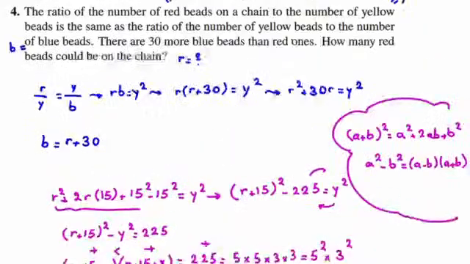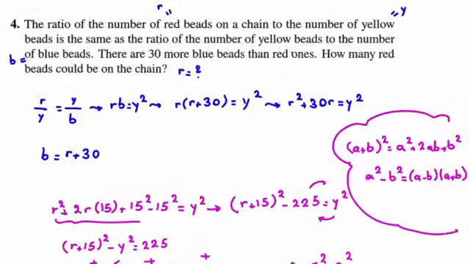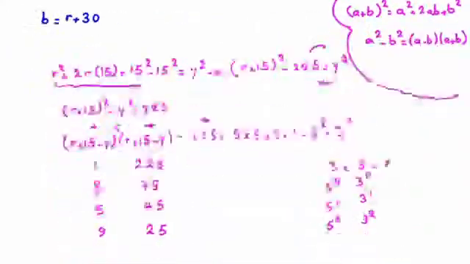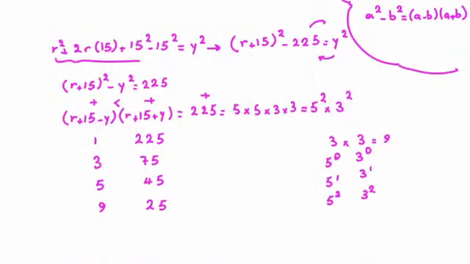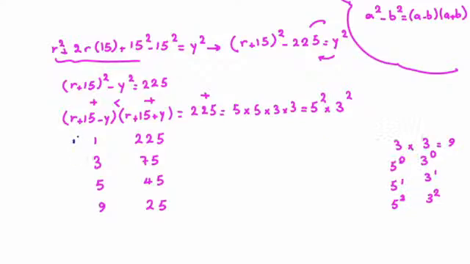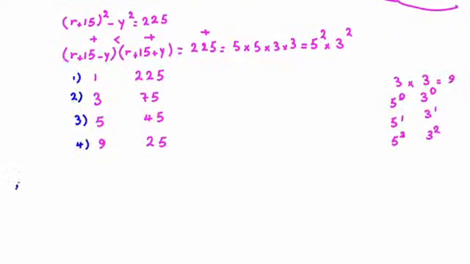It says we want to find R, but I will find all of them to make sure our answers are correct. Okay, so there are 4 cases. First case, second case, third case, fourth case. Let's consider these 4 cases. First case, R + 15 - Y is 1. R + 15 + Y is 225.